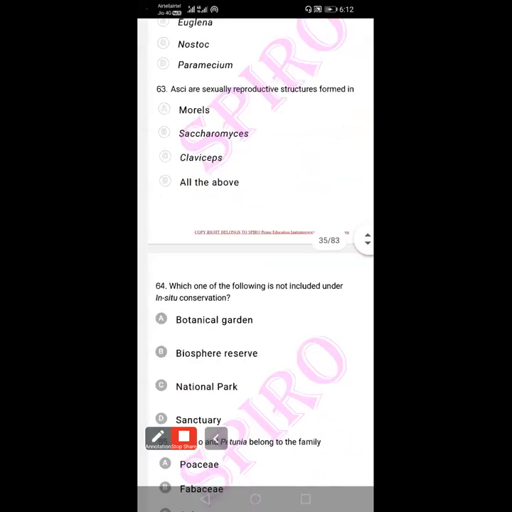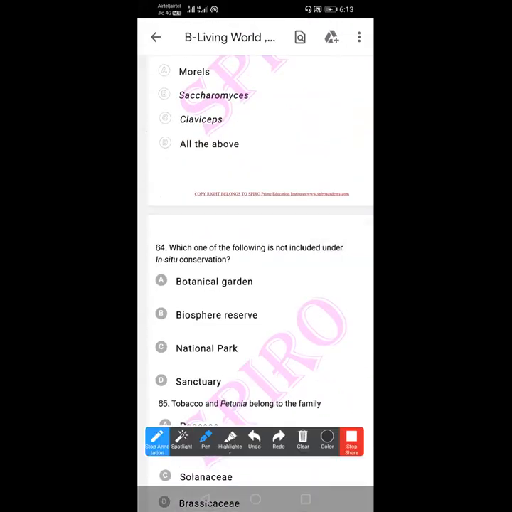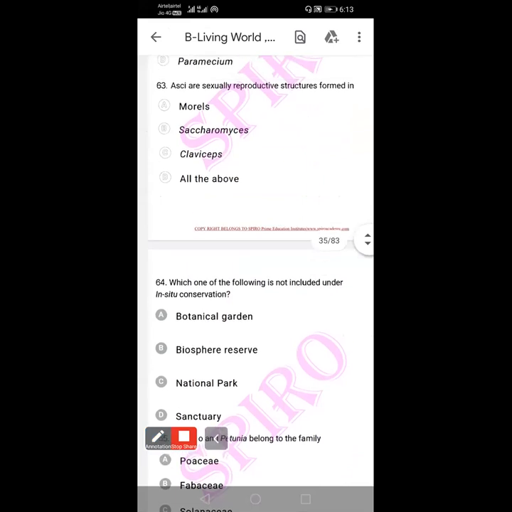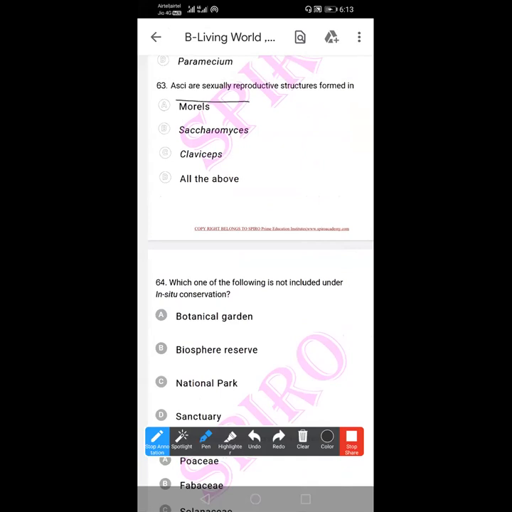And question number 63. Asci are sexually reproductive structures formed in which group? Asci are formed in ascomycetes. The ascomycetes group includes morels and truffles, yes, and Saccharomyces comes under the ascomycetes group, and Claviceps purpurea, yes. So the correct option here is all of the above, because all these three belong to the ascomycetes group.